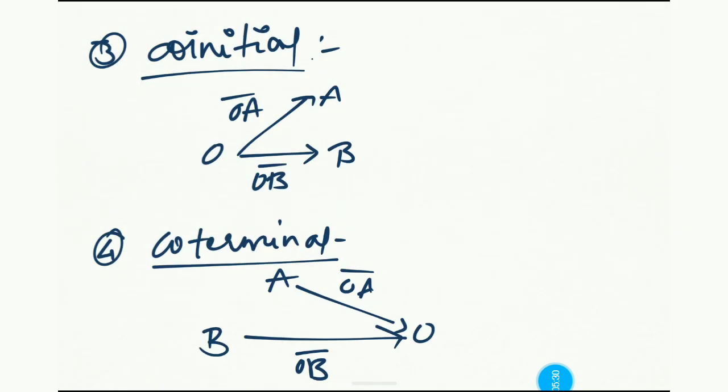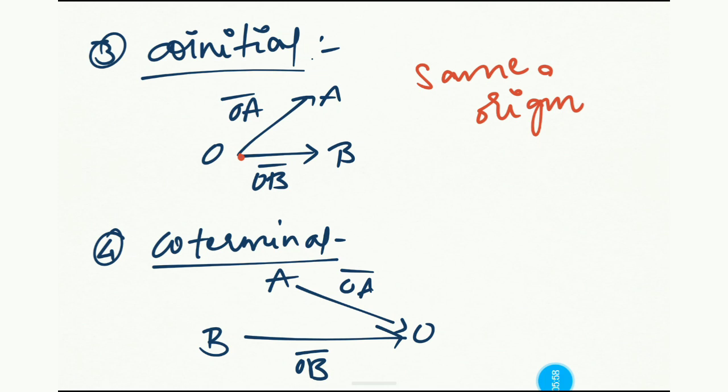Now we shall look into the next one, that is coinitial vectors. See, coinitial vectors are nothing but vectors which have the same origin or same initial point. See, the initial point is O. From this point only everything is starting. So what do they have in common? Same origin. That's it. Simple. They are called coinitial vectors.